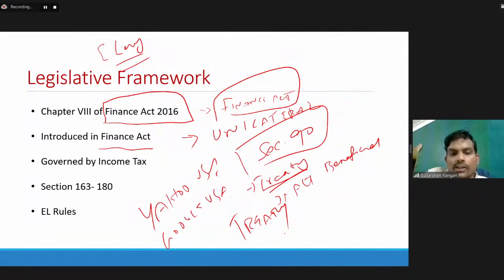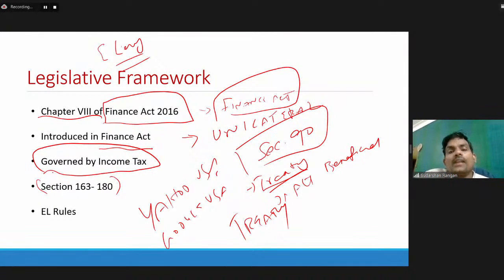You need to know why it was introduced under the Finance Act 2016. Chapter 8 of the Finance Act was introduced, so you will find equalization levy provisions there. When you go to incometaxindia.gov.in, you have to go to the Finance Act to find the equalization levy. You will not find it under Sections 1 to 298. Sections 163 to 180 govern equalization levy under the Finance Act. But one very interesting aspect which I want to tell you is, even though it is part of the Finance Act, it is largely governed by income tax.